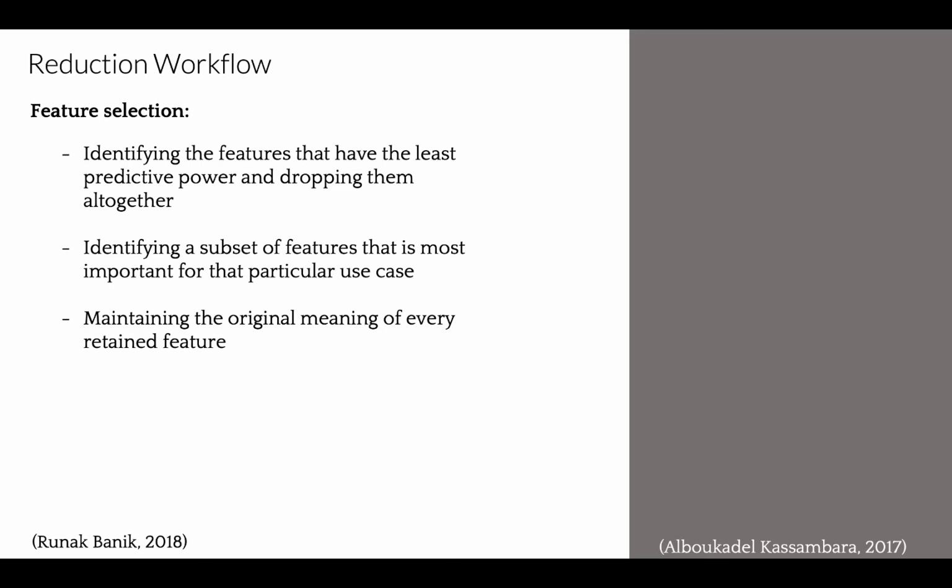For example, let's say we have a housing dataset with price, area, and number of rooms as features. And if we drop the area feature, the remaining price and number of rooms features will still mean the same.